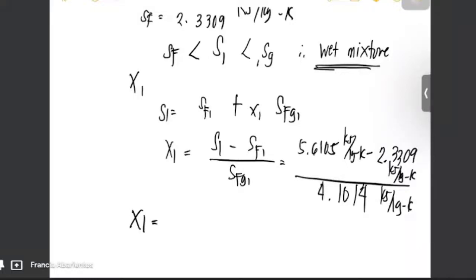Sige nga, saan yung calculator ni ma'am? What is now the quality at 0.1? Di ba, Kas? Madali lang yung term mo. Minus 2.3309 over 4.1014. What's now your quality?